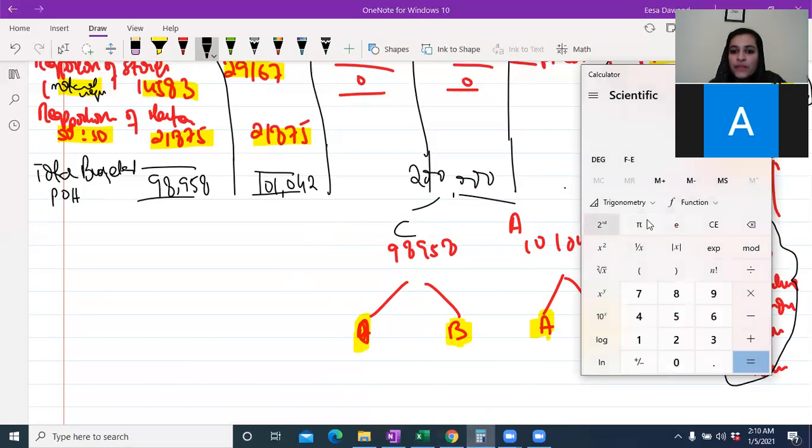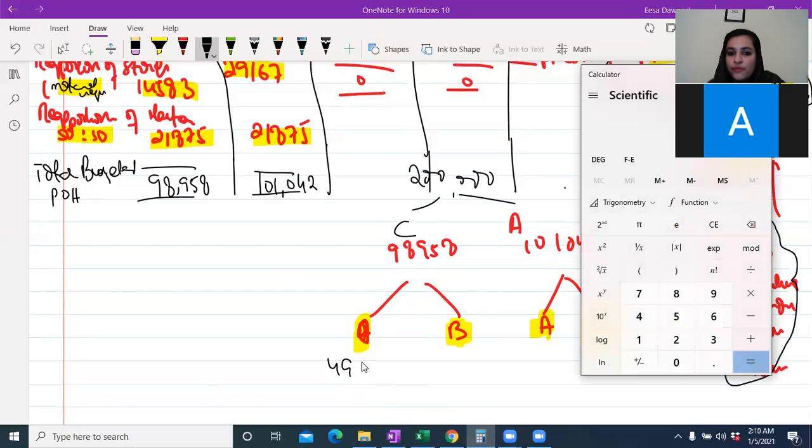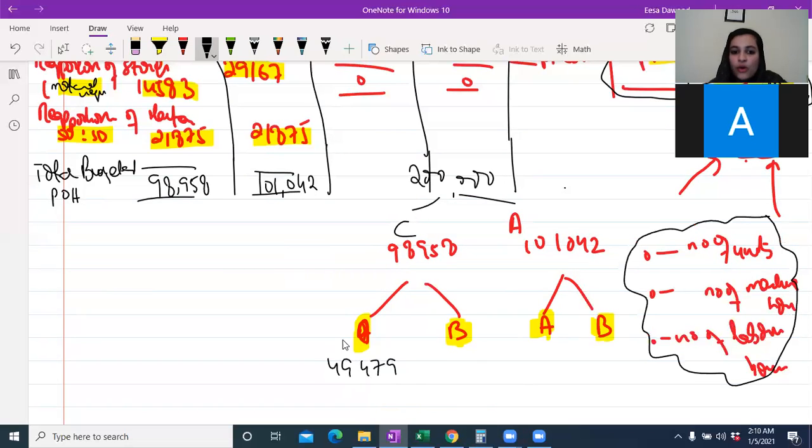For example, what was the cost? 98958 is the cost, divided by 2. So 49479 is the cost A is getting from the cutting department. And then 49479 is the cost B is also getting from the cutting department.